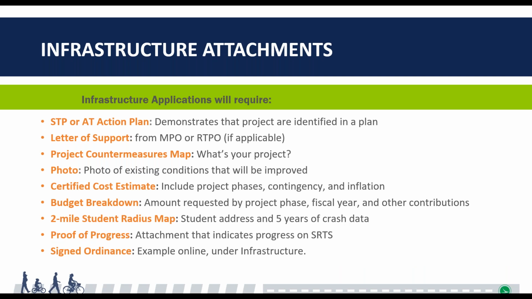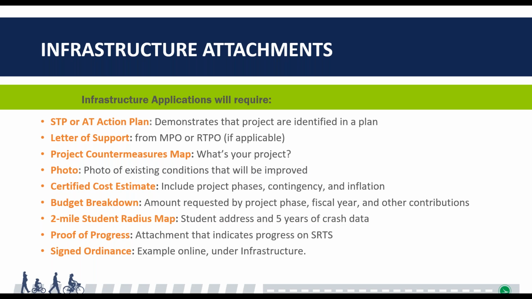For those of you interested in applying for an infrastructure project, these are the types of required attachments that you'll want to be compiling over the next few months. All of these items need to be attached to the application when you go to submit. This includes the plan that's making you eligible for the program. So this would be a plan that you've sent to your district Safe Routes to School coordinator. They've said, yep, good to go, you can apply. And we should be able to see where your project is in this plan.